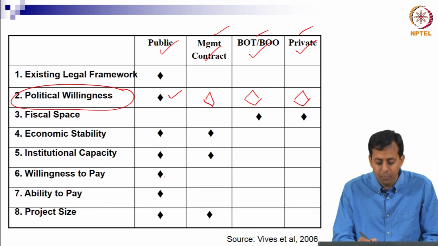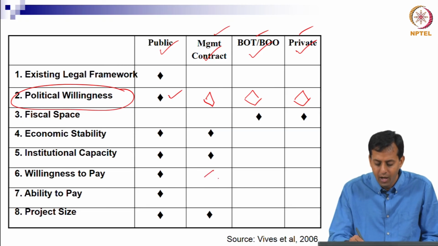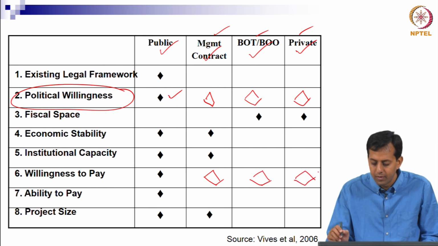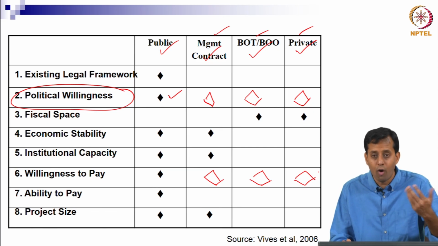Similarly, if willingness to pay is there, then there is nothing preventing you from doing it in the public domain, but certainly, right, you could try doing a PPP, right, because people are willing to pay for that project. So for good water, for instance, or reliable power, people might be willing to pay a little bit extra.